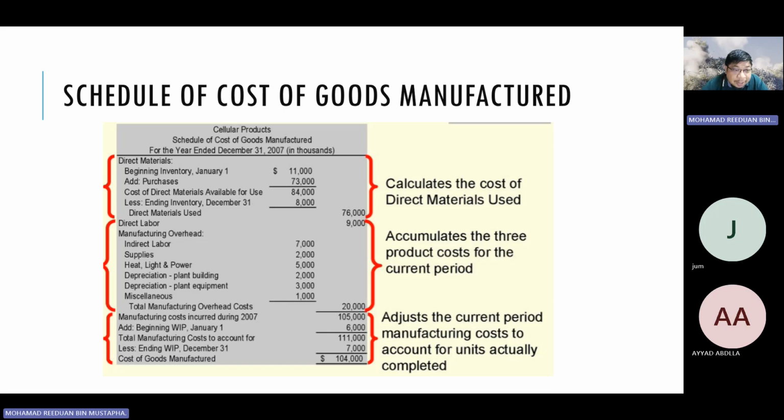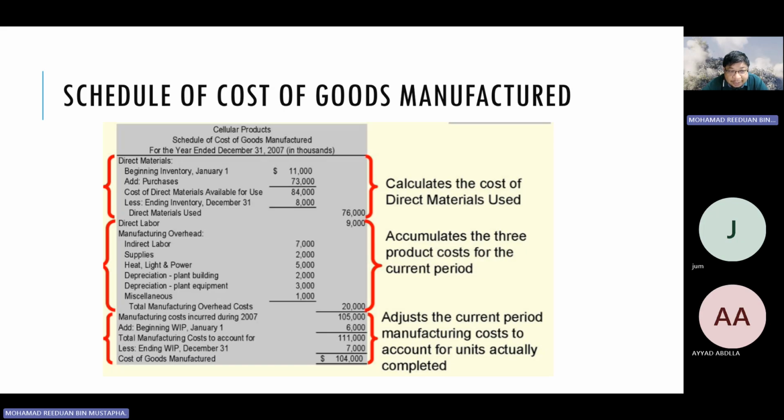And then direct labor. Okay, direct labor here is 9,000. Manufacturing overhead. In the manufacturing overhead, we need to accumulate the three product costs for the current year. For instance, you need to identify indirect labor, supplies, heat, light, and power, depreciation of plant building, depreciation of plant equipment, and miscellaneous.